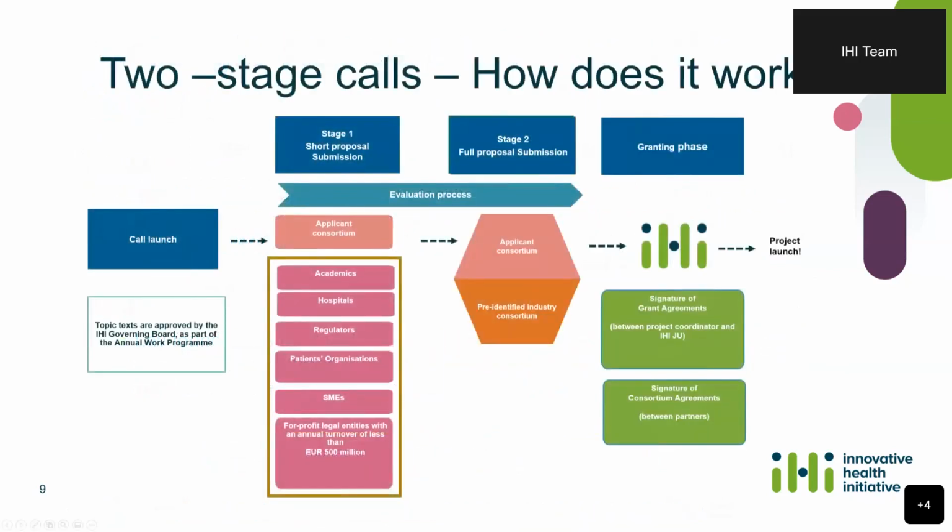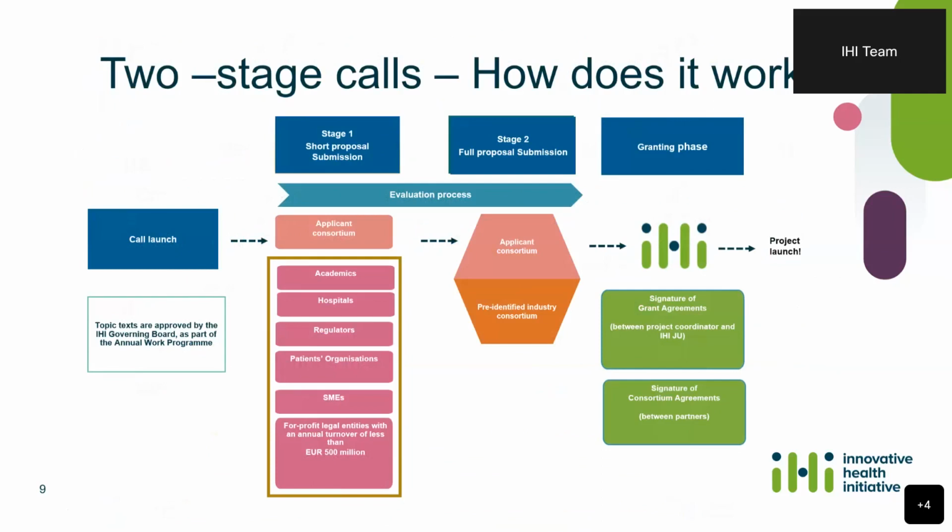Okay, so call 4 is a two-stage call. So what does that involve? So the call topic has been defined by what we refer to as the pre-identified industry consortium. In this consortium, industry partners have aligned around a shared challenge for industry and agreed to work together and to commit resources. This pre-identified industry consortium then looks at ideas coming from the public sector and prepares the topic text. Once the topic text is approved by our IHI governing board, the topic is launched as a call for proposals.